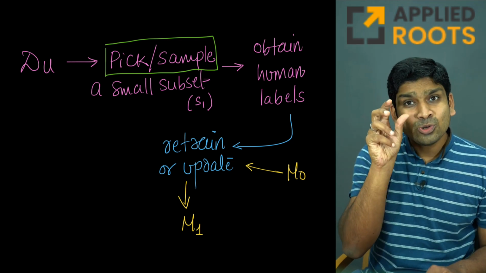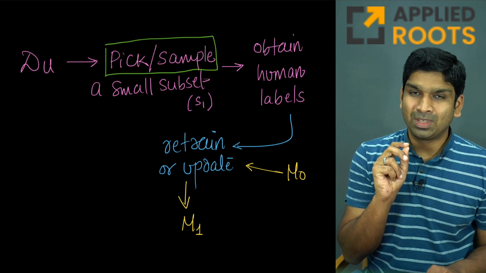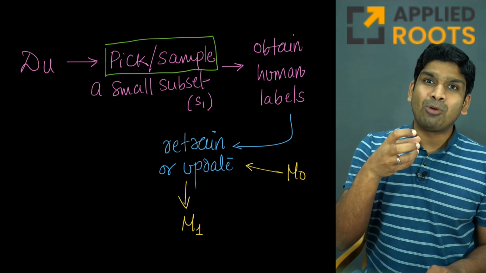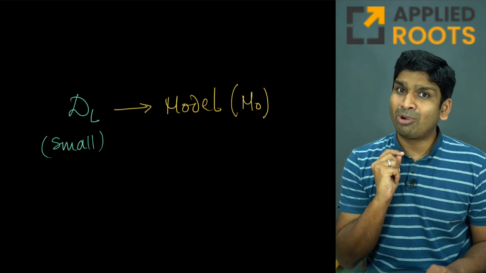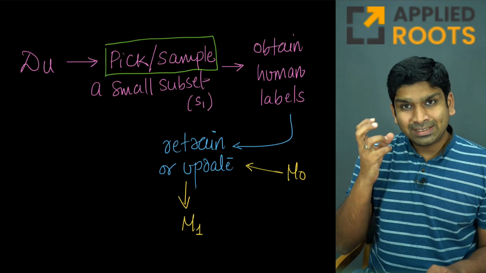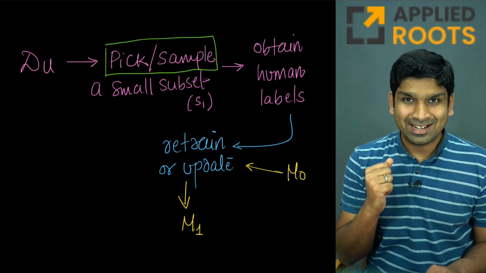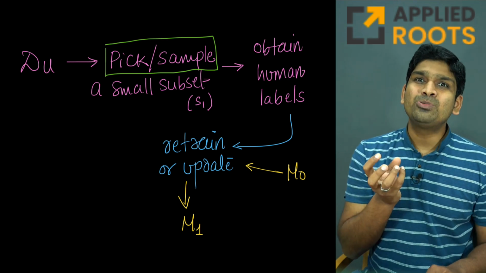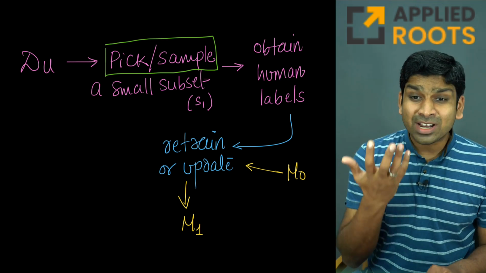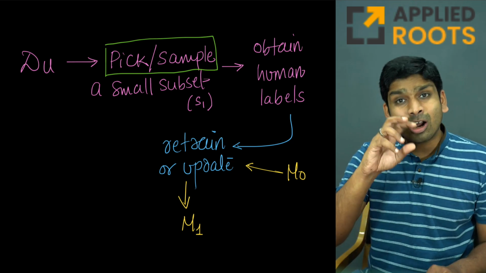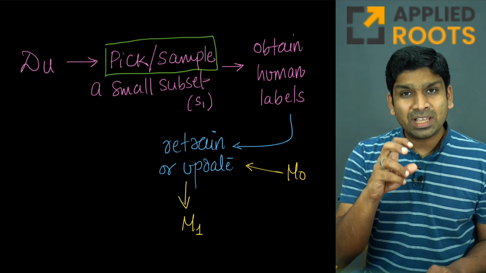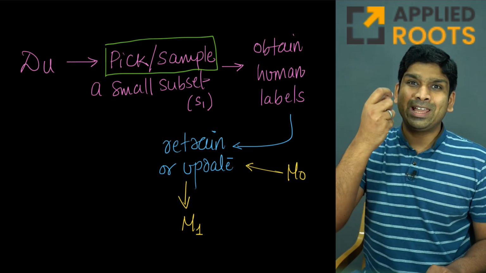Now what we do is this. We have this newly labeled data S1. Now we will take our existing model. If you see, we have an existing model M0, right? So we will take our existing model, which was trained on the previously labeled data DL, and we will add this new data S1. We can either retrain the whole model from scratch or update the existing model, the initial model M0, to obtain M1.